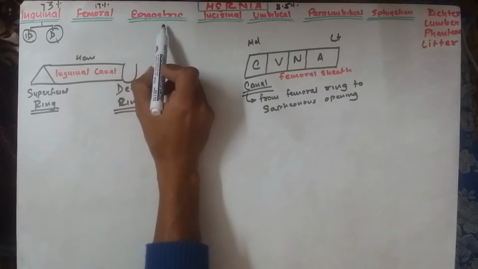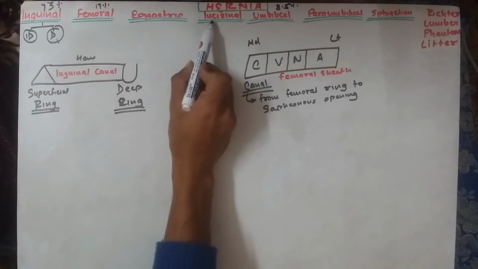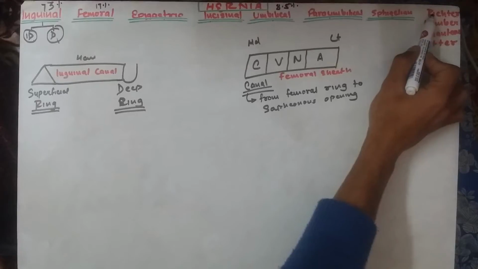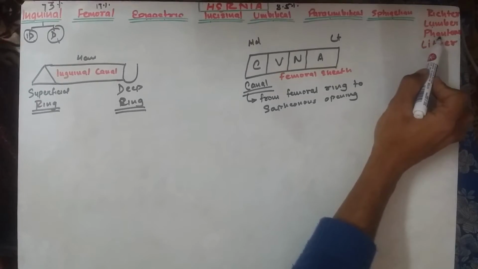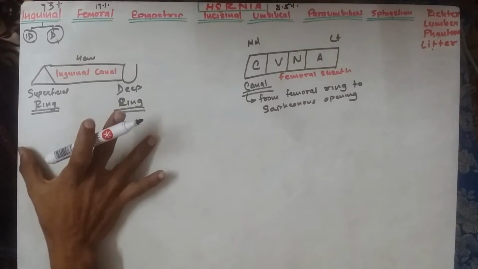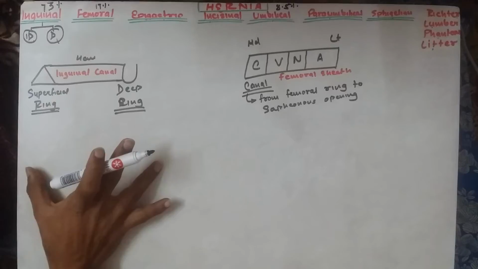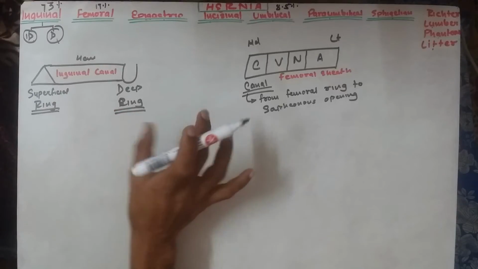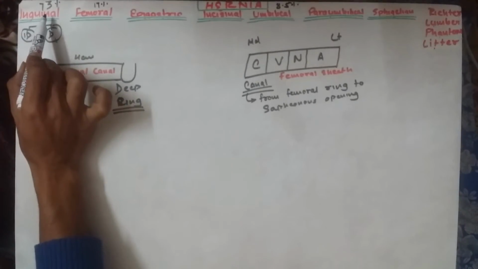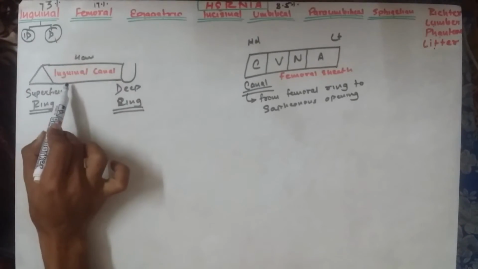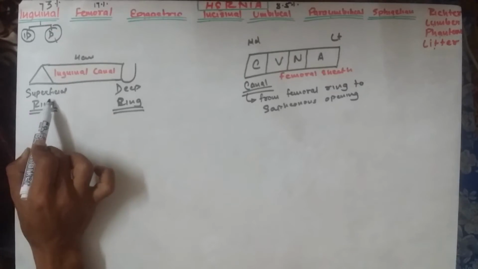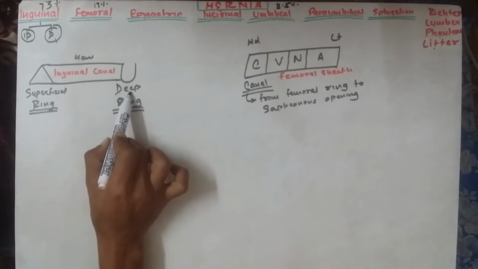The other types of hernia can be epigastric, incisional, paraumbilical, Spigelian, Richter, lumbar, phantom hernia, or Littre's hernia. Before going into detail about all these types of hernia, we should know the key words or the key site of each. The inguinal hernia is seen in the inguinal canal, which is the canal that connects the superficial inguinal ring with the deep inguinal ring.